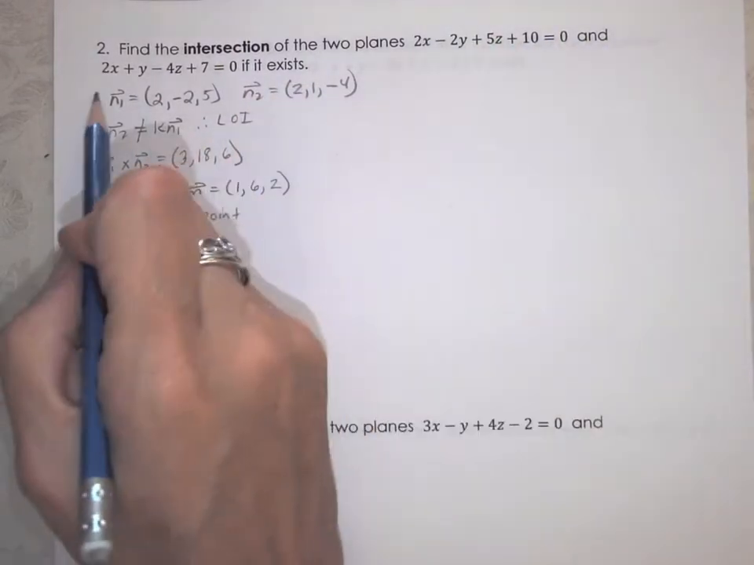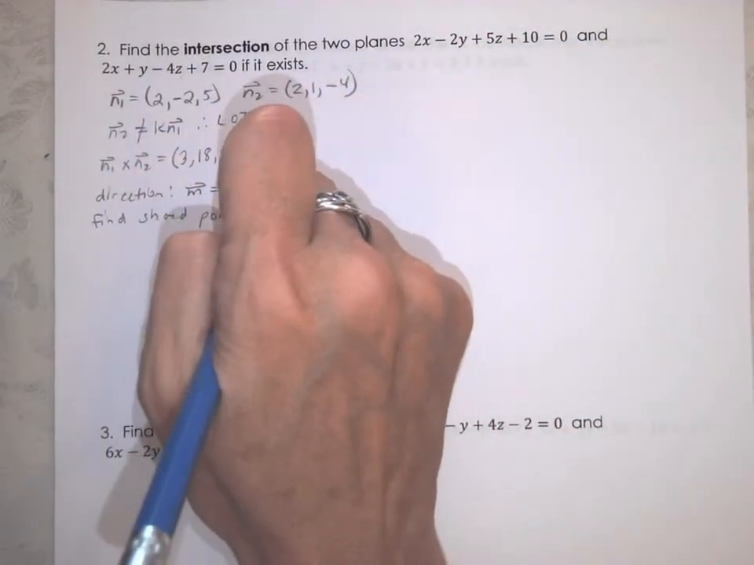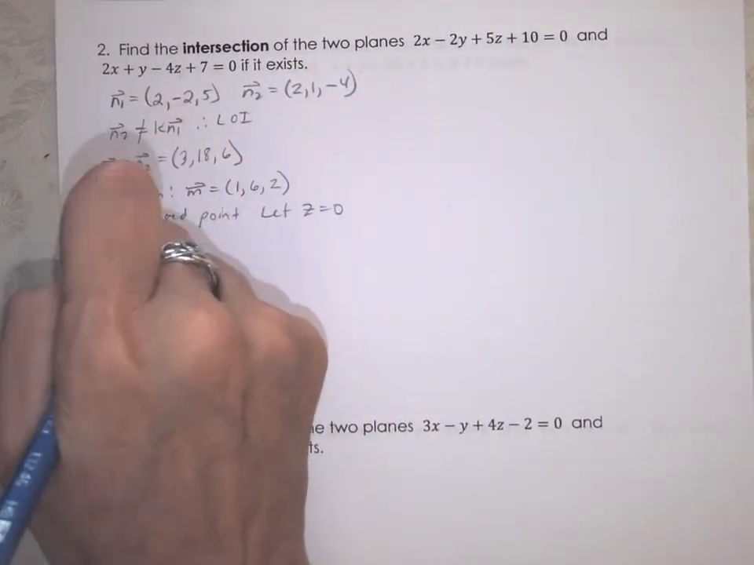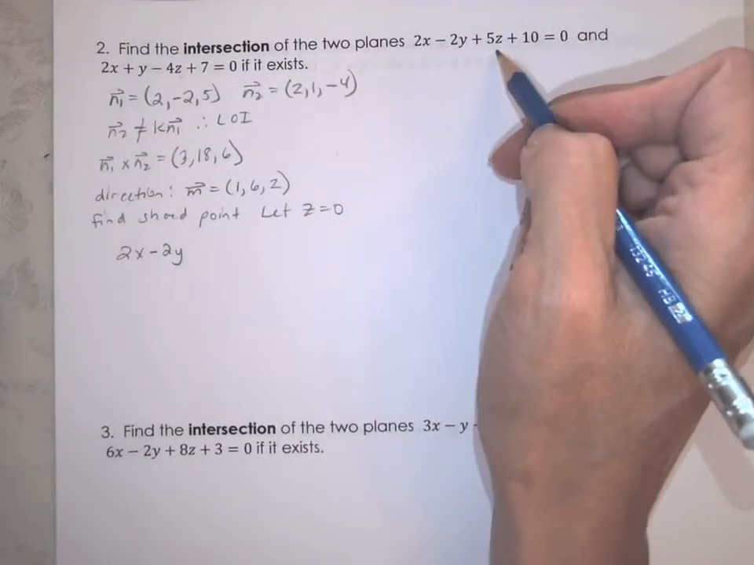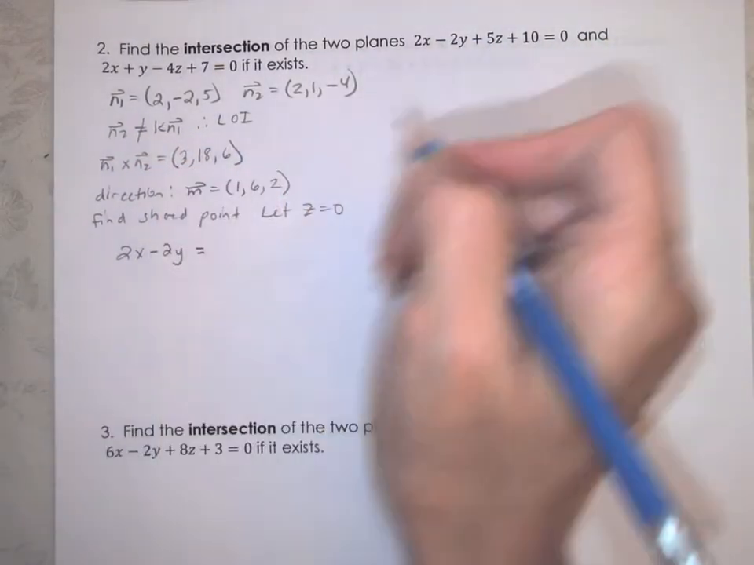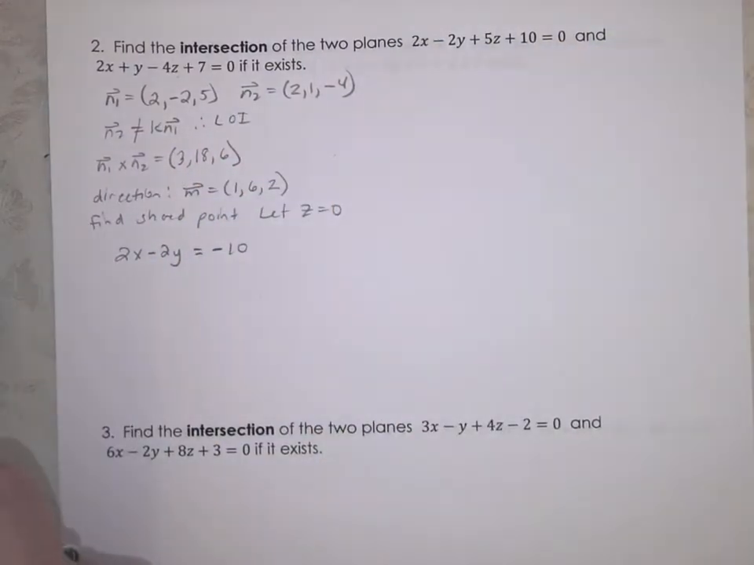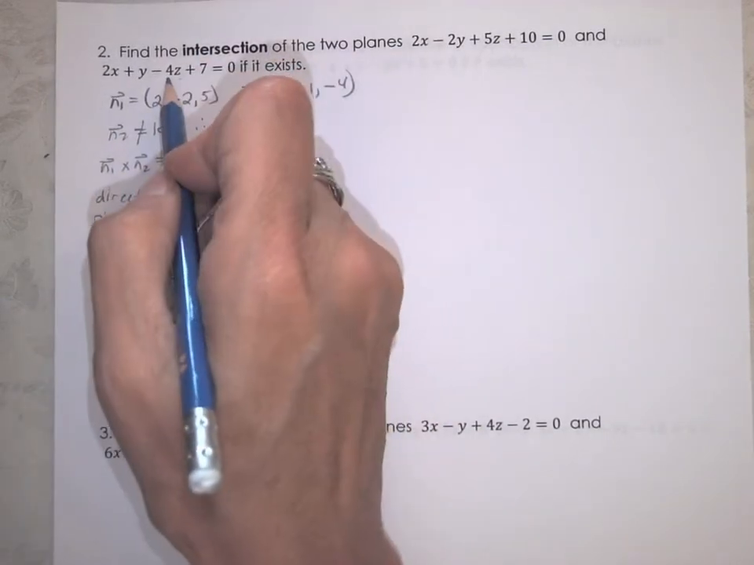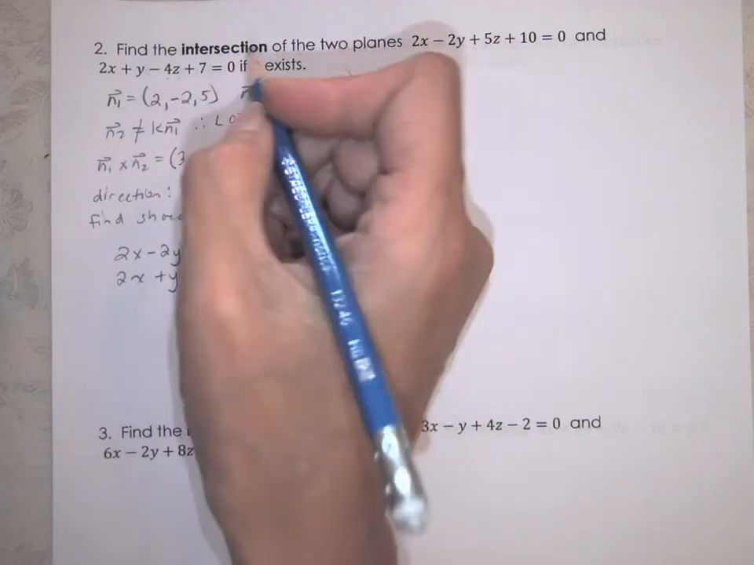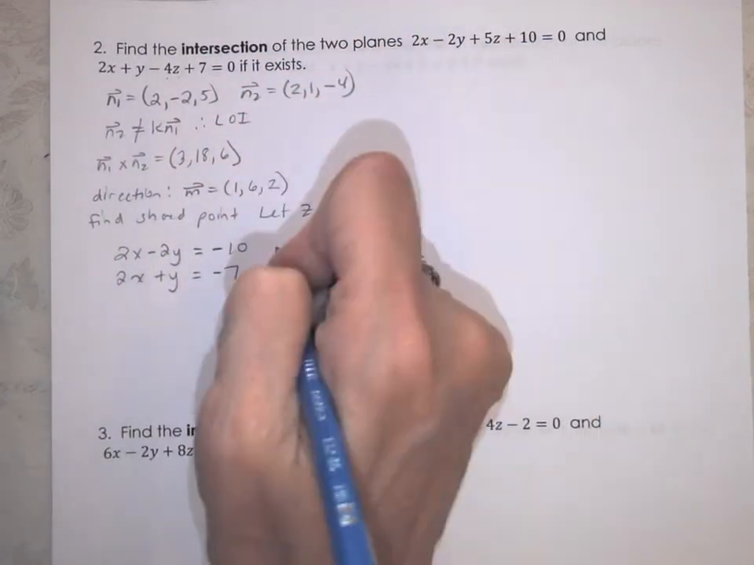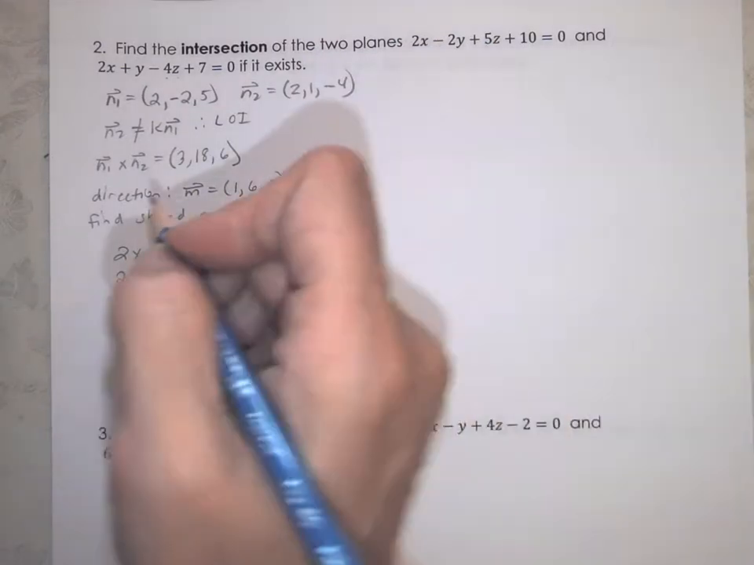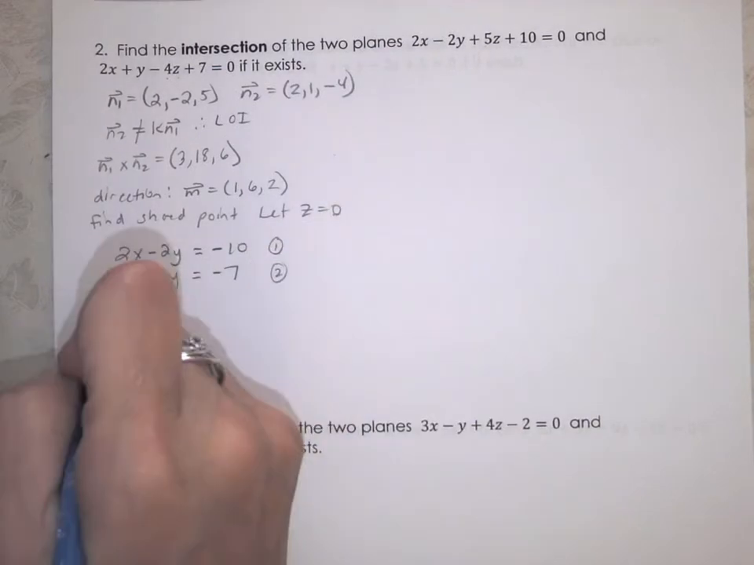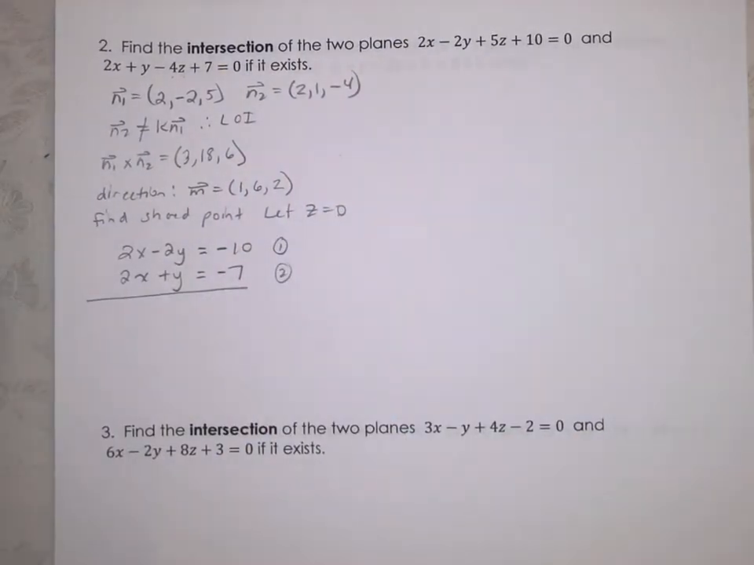If I look at my two planes, I'm going to let z equal 0, and then write my two planes. My first plane I'm going to write as 2x minus 2y. If z is 0, the 5z term's gone, and I'm going to subtract the constant over to the other side. And then here I'm going to have 2x plus y, -4 times 0, the z's gone, and then subtract the 7 over to the other side. I can eliminate x now just by subtracting. So here's my equation 1 and equation 2 with z equal to 0 in them. I'm going to subtract, which will eliminate x.